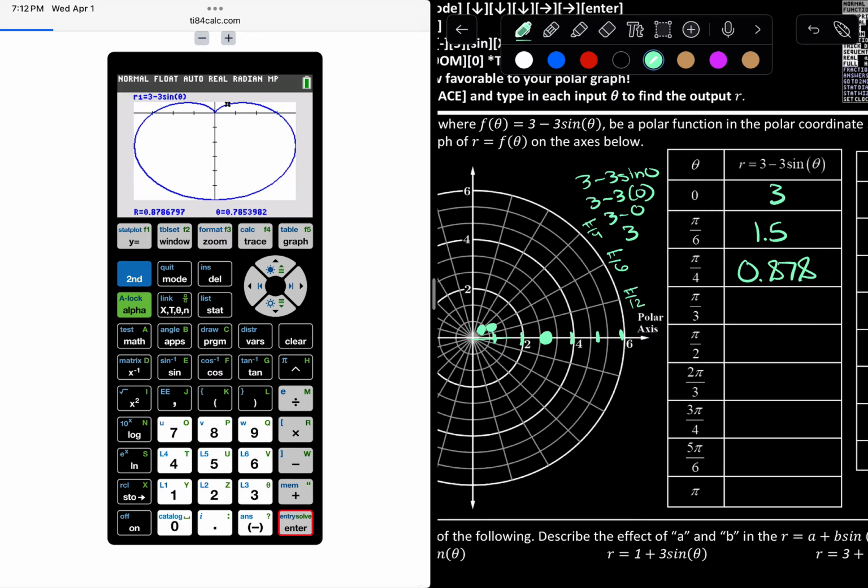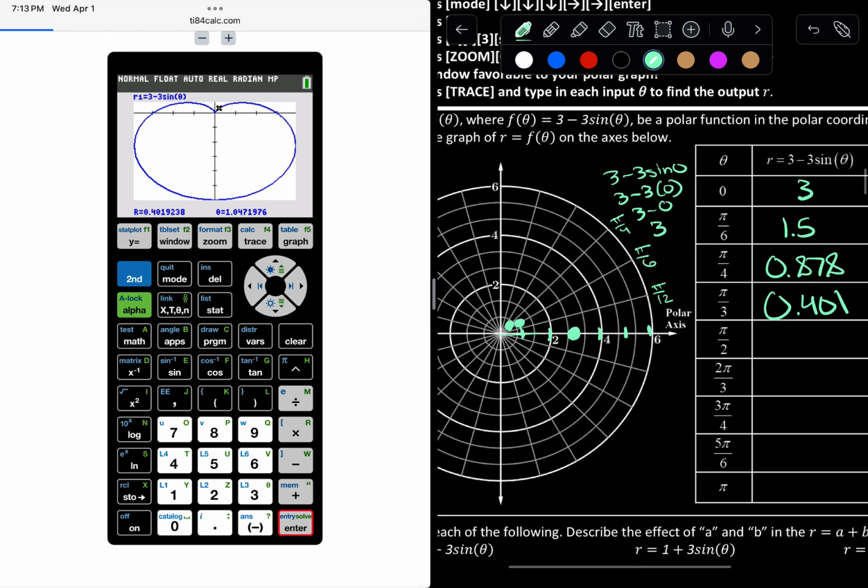Pi over 3, trace second pi divided by 3. I get a radius of 0.401, which means we're getting even closer to the pole. I'm not even going to try and fit that in there, but pi over 3 will be this spoke, because remember, this spoke is 5 pi over 12.